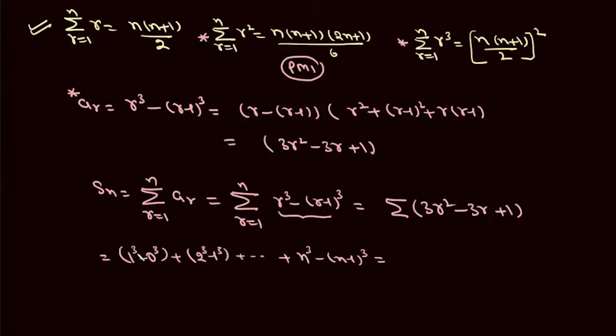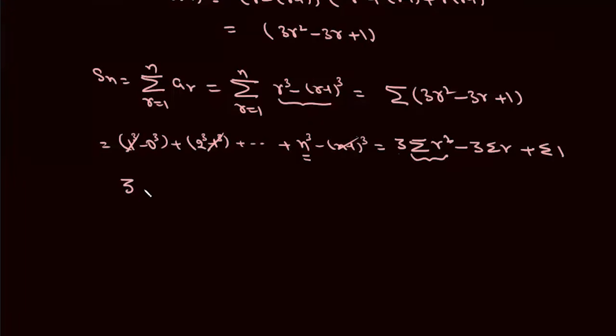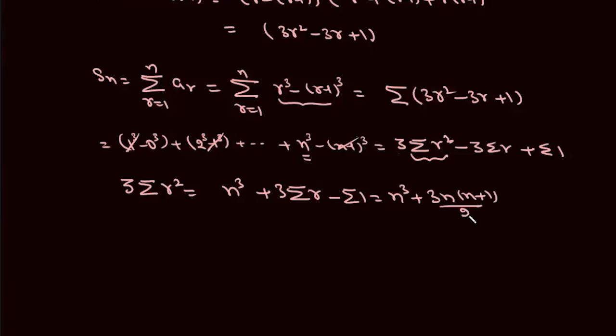Now, this is nothing but telescopic summation. So all these terms, they'll cancel out. So on the left hand side, we'll just have n cube, and this is 3 times summation r square minus 3 times summation r plus summation 1. Now we need to find summation r square. So we can write this as 3 times summation r square equal to n cube plus 3 times summation r minus summation 1. So this is n cube, and this is 3 times n into n plus 1 by 2.